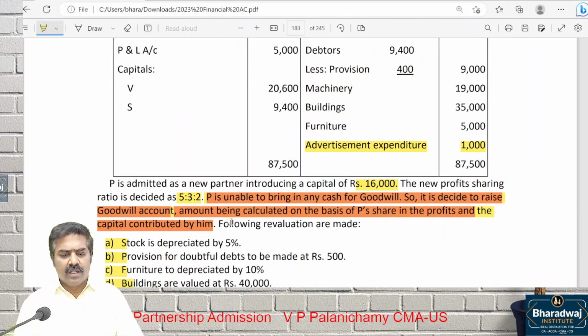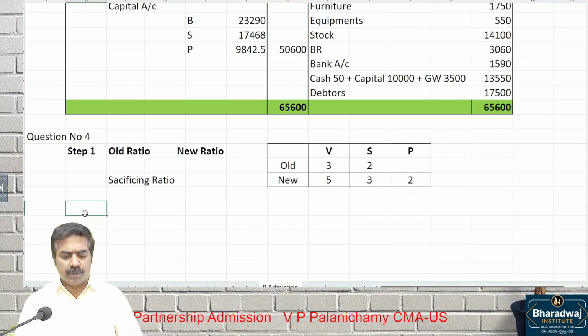Read the question. New partner is admitted. New ratio is given. P is unable to bring in cash for goodwill. They decided to raise which account? Goodwill account. So no need of sacrificing ratio. Start. Step 2. Please do it along with me. Step 2. Which one? Goodwill.